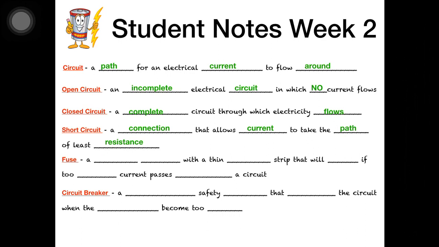Two more here. We have fuse and circuit breaker. Fuse, a safety device with a thin metal strip that will break if too much current passes through a circuit. All right, so this is a safety device. A fuse is a safety device, and it breaks and causes the current to no longer have a closed circuit to flow around. So let's go ahead and read this definition one more time, then you can get filling it in. A safety device with a thin metal strip that will break if too much current passes through a circuit. Go ahead and fill in the blanks there.